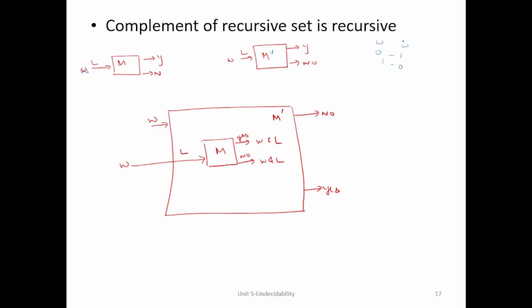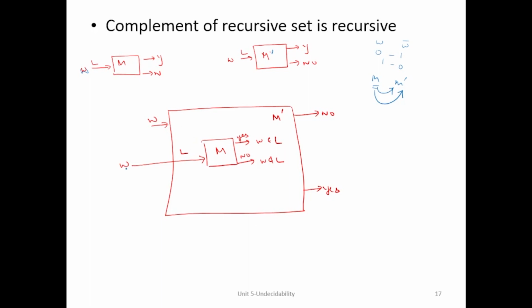If you consider W, W dash, the same thing applies for machine M and M dash. So M's accepted outputs are not accepted by M dash, and M's rejected values are accepted by M dash. So this is the complement. The same thing will be specified in a diagrammatical way.